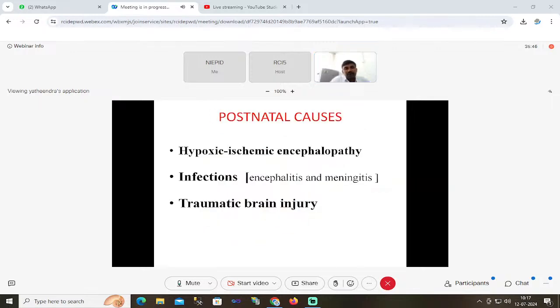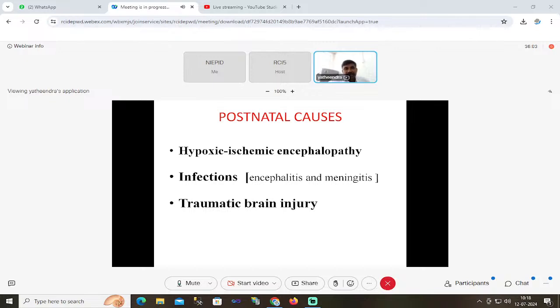Okay, so prenatal, perinatal, now coming to the postnatal causes. The previous picture which I showed you was hypoxic ischemic encephalopathy. After the baby is born, there may be a chance of infections, so that may lead to encephalopathy.